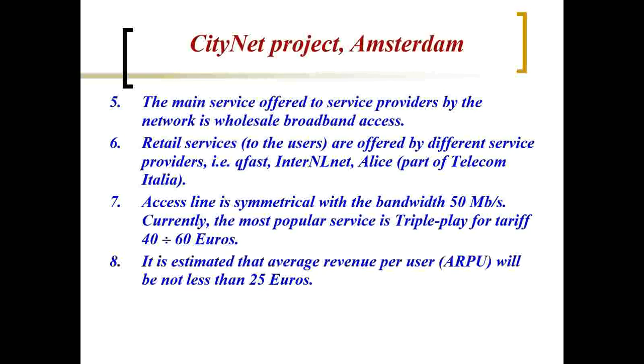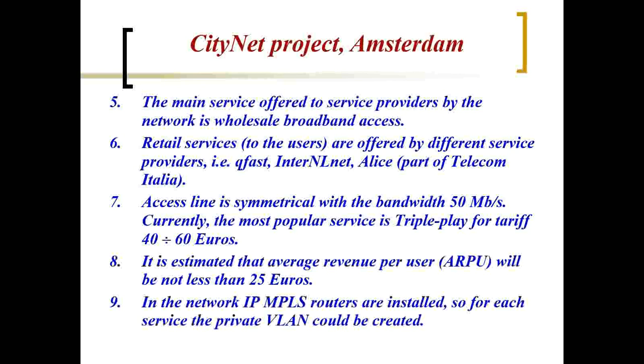The access line is of course symmetrical and its bandwidth is 50 megabits per second. Currently the most popular service is called the triple play tariff, which costs 40 to 60 euros per month. It is estimated that the average revenue per user will be not less than 25 euros per month. In the network, the technology installed there is IP and MPLS routers. So for each service, a private VLAN can be created.